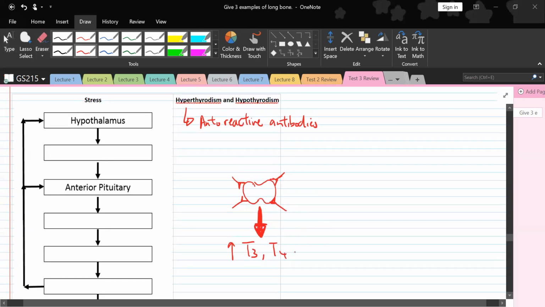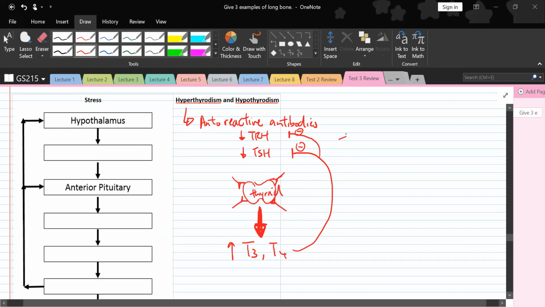T3 and T4 is supposed to go back and inhibit the release of TRH and the release of TSH at the hypothalamus and the anterior pituitary gland, right? However, even though you have low TRH and TSH, which is supposed to cause T3 and T4 to come down, that is not happening in the case of hyperthyroidism because the autoreactive antibody is permanently stimulating the thyroid gland.